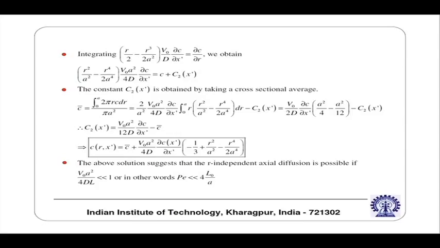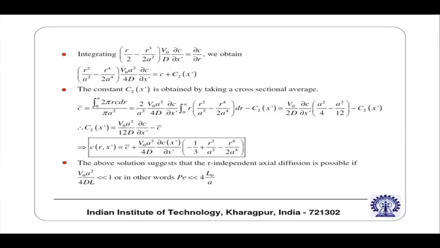We will just express C2 in terms of the cross sectional average concentration. So what we will do? See, the cross sectional average concentration is defined in this way: integral of 2 pi r c dr by pi a square, just the cross sectional average. If you take the cross sectional average of this equation, then you will be able to express C2 in terms of C average. Okay. So then your equation in terms of C average becomes this one.